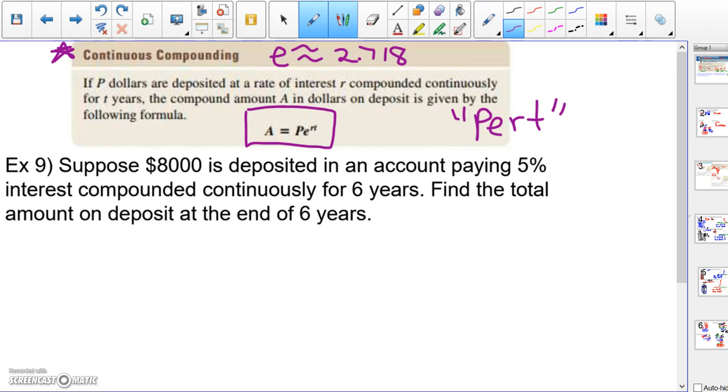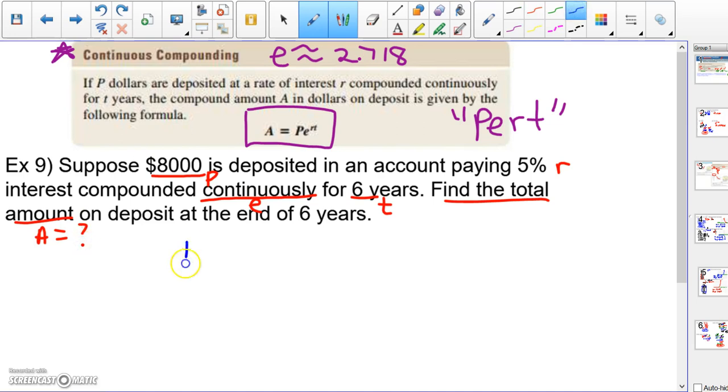Suppose $8,000 is deposited in an account, so you have to figure out if that's money now or money later. That's the money we're depositing, so that's the money we're starting with. Paying 5% interest, that's r, compounded continuously. That word is important. That's what's going to tell me it's the Pert equation, an e for 6 years. Find the total amount. That means I'm finding A.